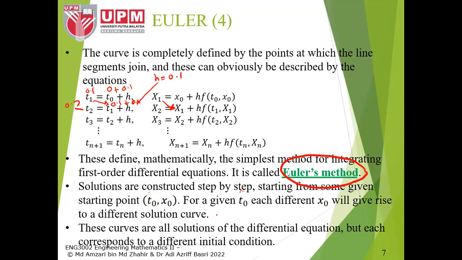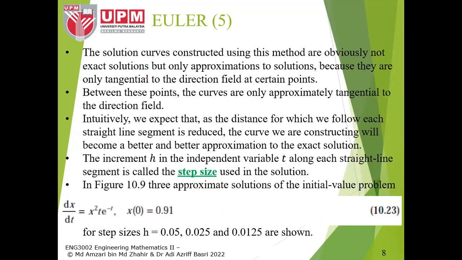So this starts with t0 and x1 as the initial point, then it keeps on increasing with t1, t2, x1, x2, and the rest. So these curves are all solutions of the differential equation, but each corresponds to different initial conditions. The solution curve constructed using this method is obviously not an exact solution, but only an approximation, because there are only tangents of the direction field at certain points.